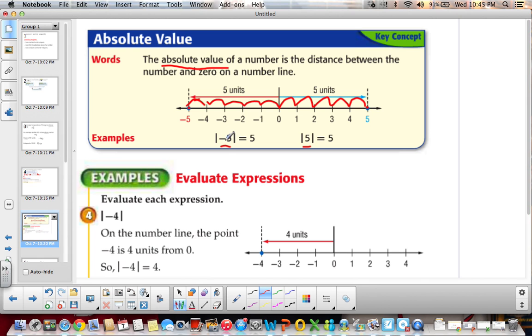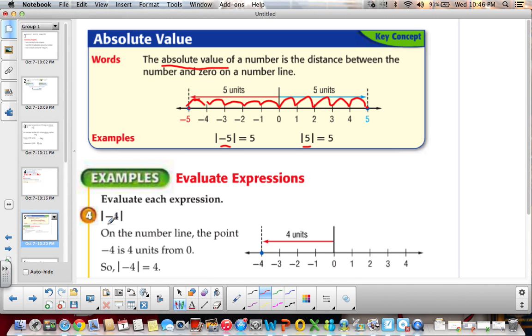Okay, so the absolute value of 5, we write it like this. These two lines right here on the sides, notice that they're straight. They are not curved like a parenthesis. Straight. So this tells us the absolute value of -5 equals 5. The absolute value of +5 equals 5 because it's still 5 spots away from 0.